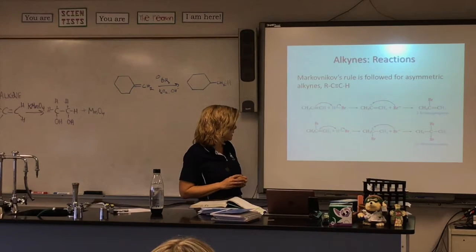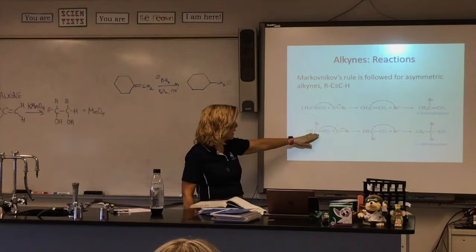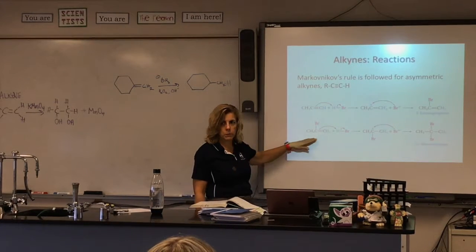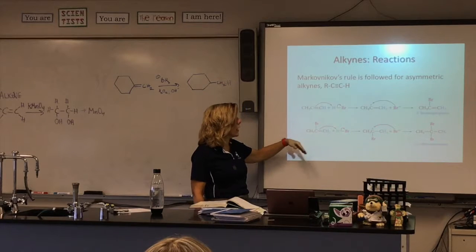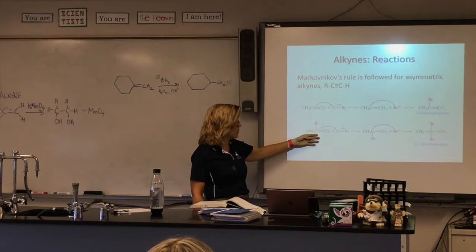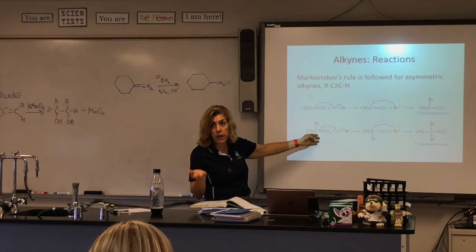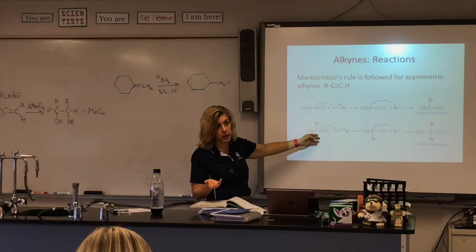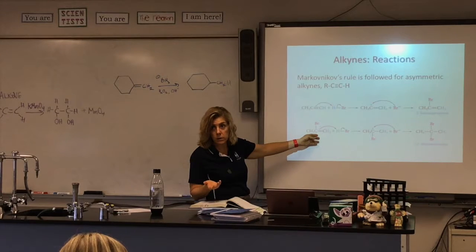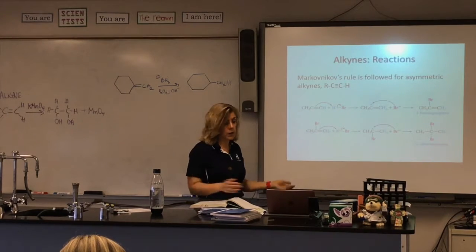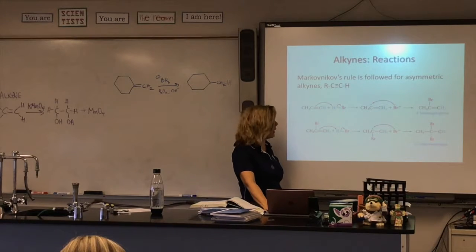Now, with this one, you're going from an alkyne to an alkene. This is one mole, so this would be the second mole. So don't be surprised if you have an alkyne and you get two moles of HBr. That means there's no double bond left; you'll just go straight to an alkane. Does that make sense?